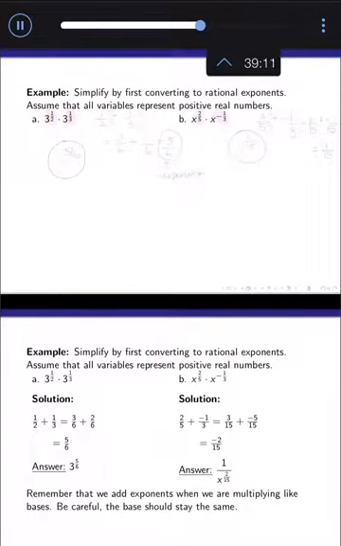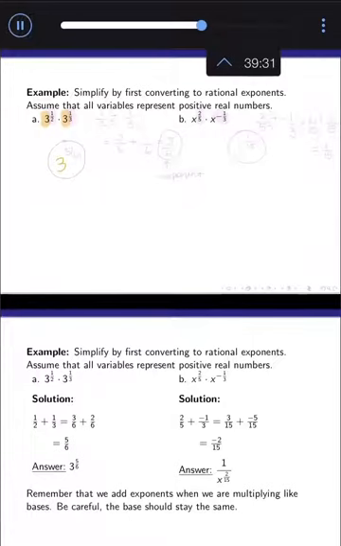Let's look at this first one, A. Notice we have a 3 to the 1/2 times another 3 to the 1/3. Well, notice the base is the same on these. They both have a base of 3. So their base, when we multiply, will stay the same. It will stay as a base of 3.